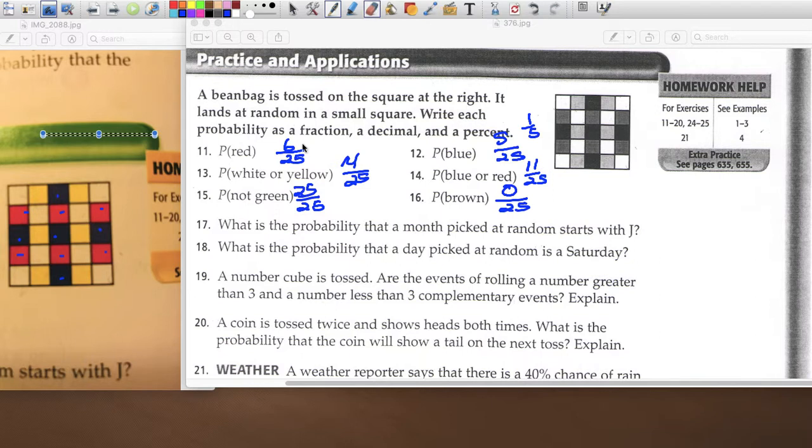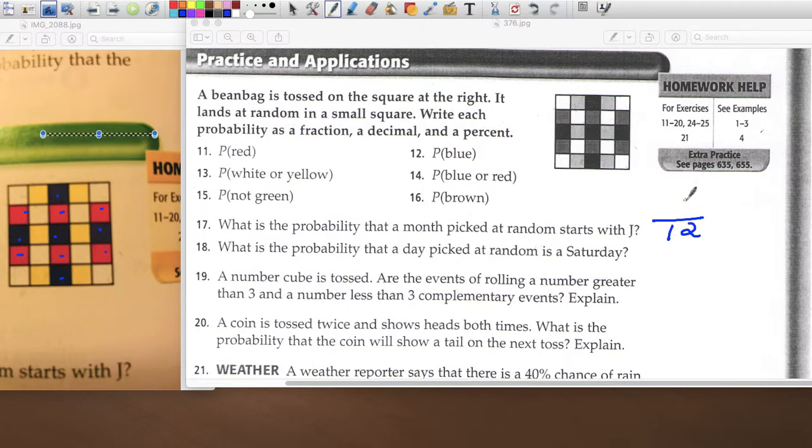Okay, so next one. What's the probability of picking a month at random that starts with J? Well, how many months in a year? In 1 year, we have 12 months. January, February, March, April, May, June. January is one that starts with J, June is another, and then July, August, September, October, November, December. So it's 3 out of 12, or 1/4.